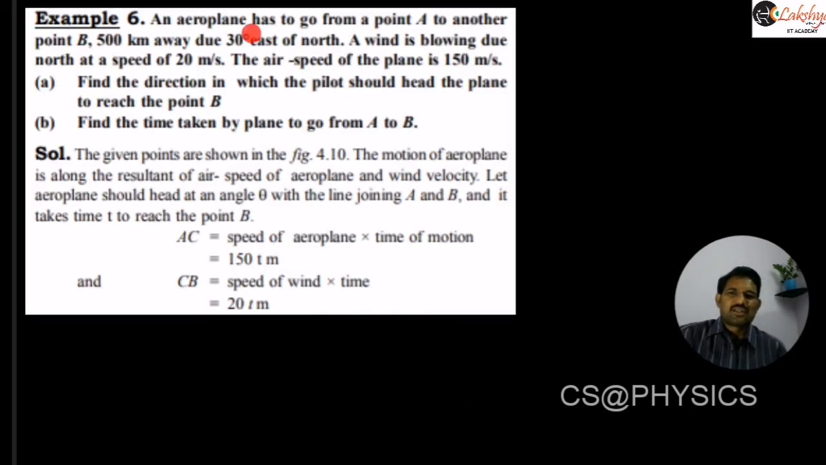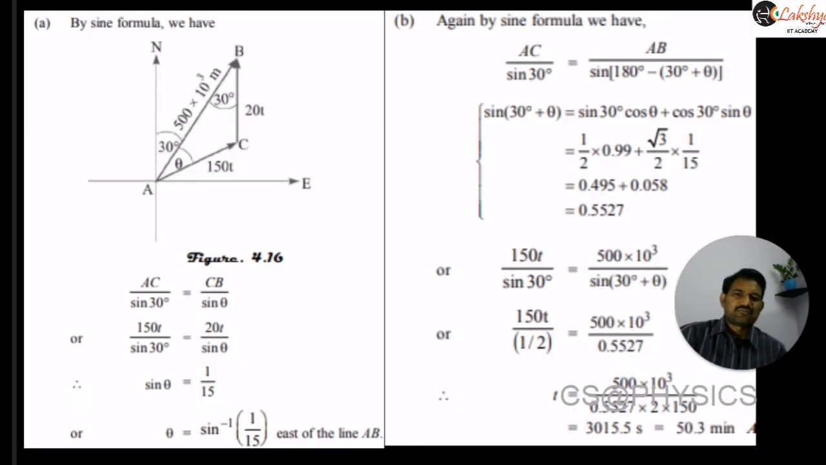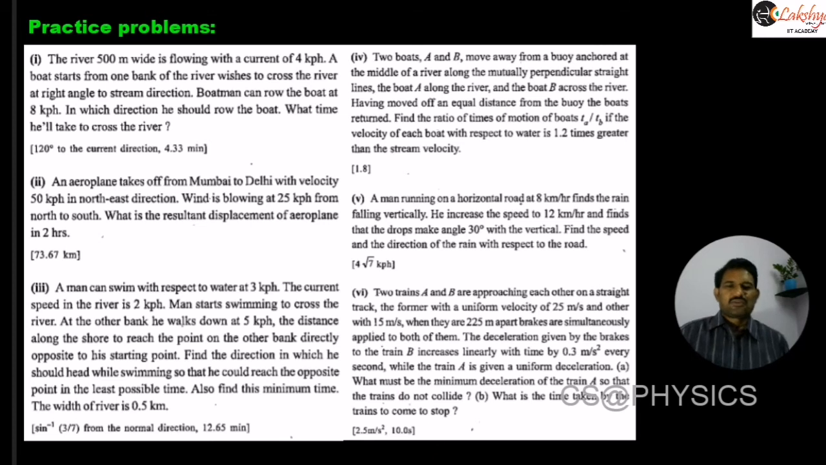This is a similar problem, so again try this problem here. It is based on a similar concept, right? The solution is also given, so first try solving it using that formula, and otherwise you can go through the solution. These problems you have to practice based on this concept: riverboat problems or wind and aeroplane problems.